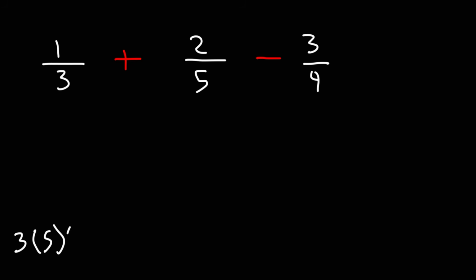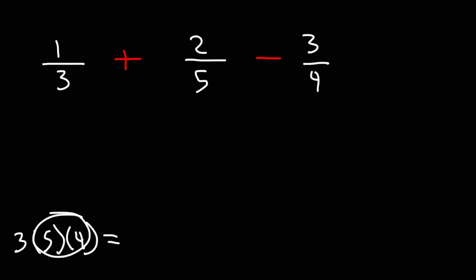Now let's work on an example with 3 fractions. So let's say we want to add 1 over 3 plus 2 over 5, and then minus 3 over 4. Go ahead and combine those 3 fractions. So what we need to do is get common denominators. If we multiply 3 by 5 by 4, we can get a common multiple of the three fractions.